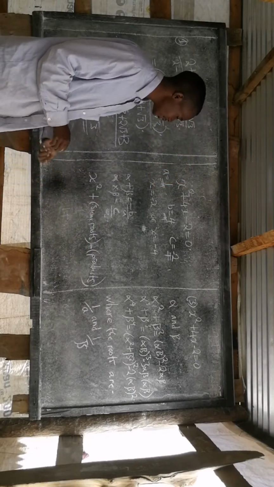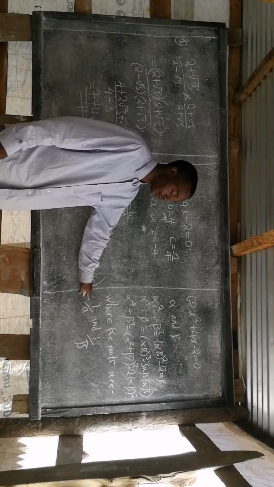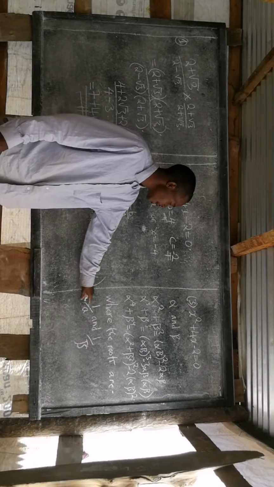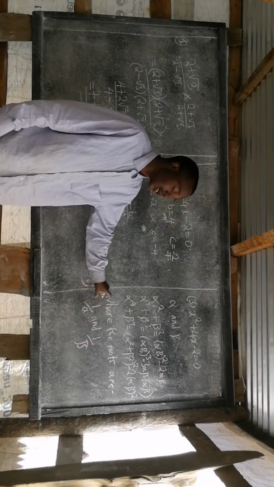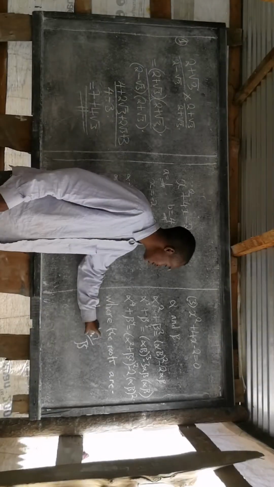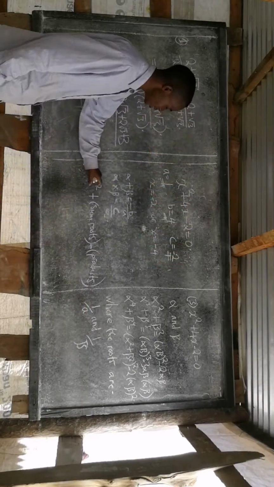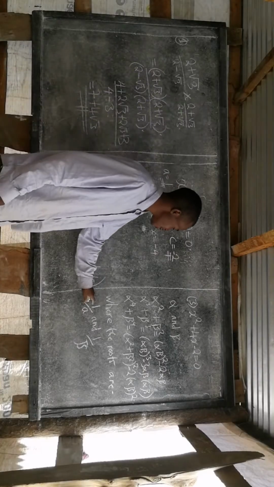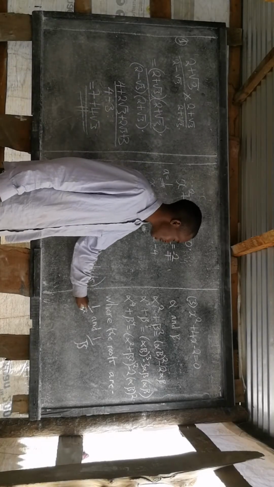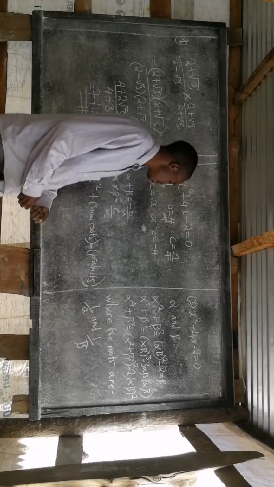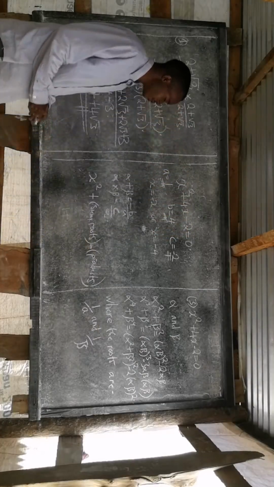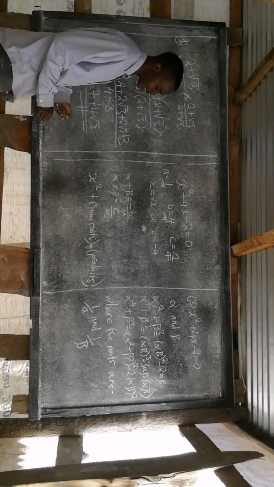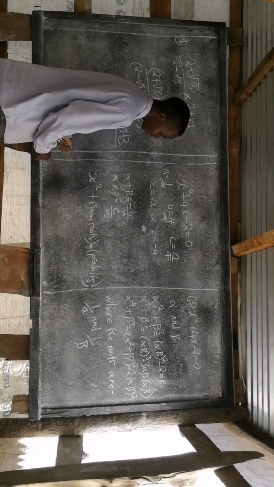So how can you calculate the sum of the roots here? For the sum of the roots, we add this root and this root. When you multiply this, 1 over alpha times 1 over beta, that is the product of the roots. So let's find the sum of these roots.